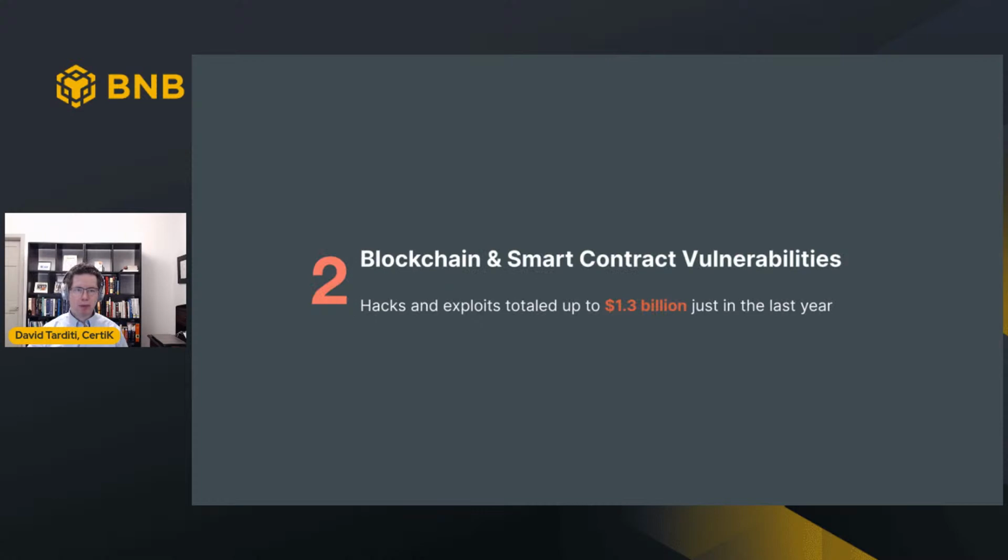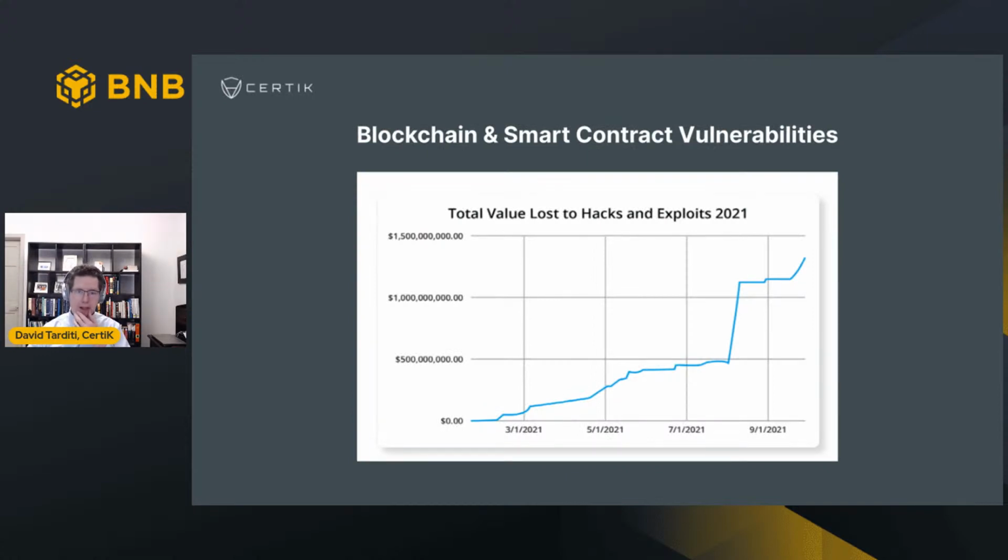So let's talk about blockchain and smart contract vulnerabilities. Last year, hacks and exploits totaled $1.3 billion. And this is just in 2021. Here is a chart showing over time the total value lost to hacks and exploits in 2021. By the time we got to the end of the year, we're up around 1.3 billion or so. So a lot of money is at stake in terms of making sure that you get things correct in your smart contract and blockchain programs.